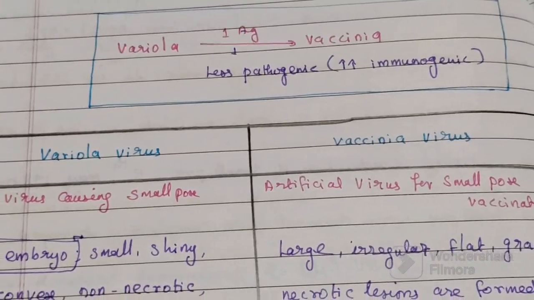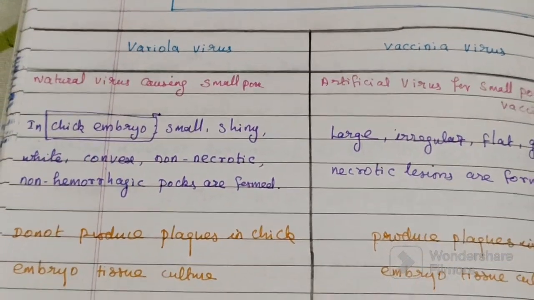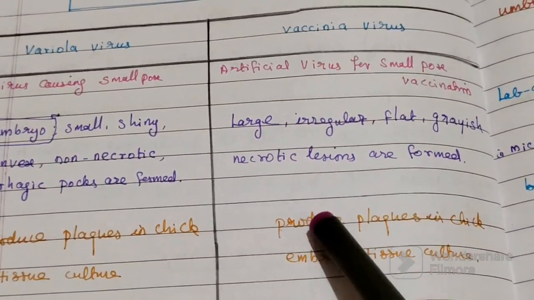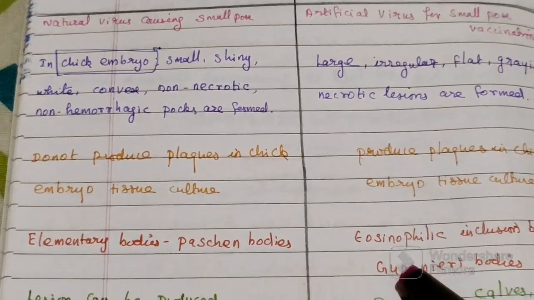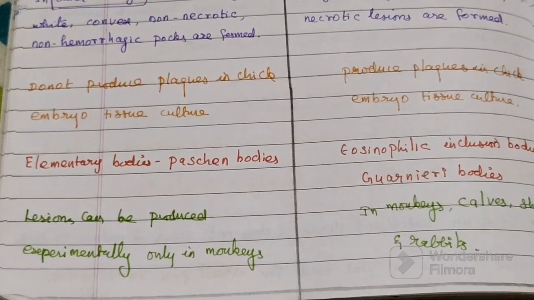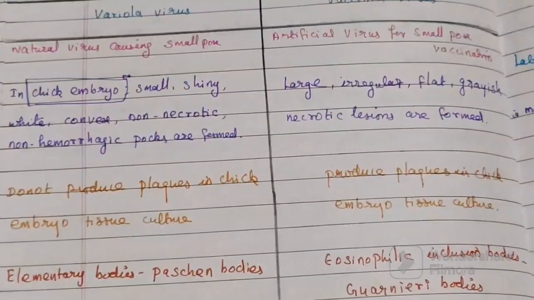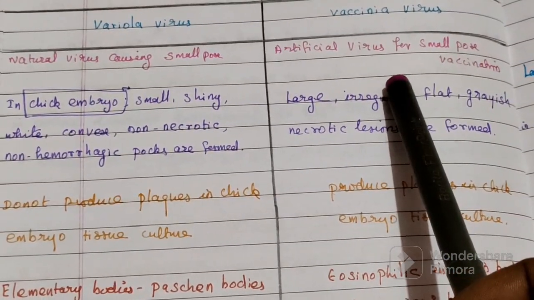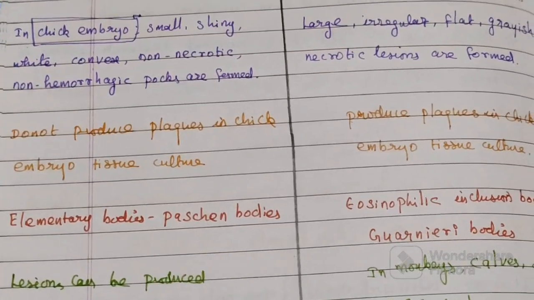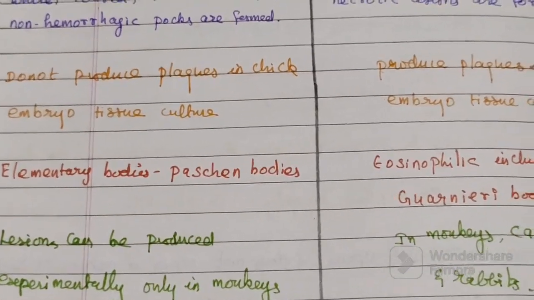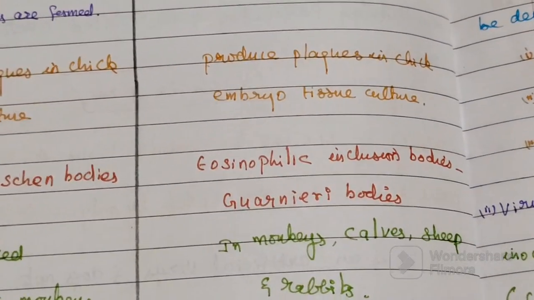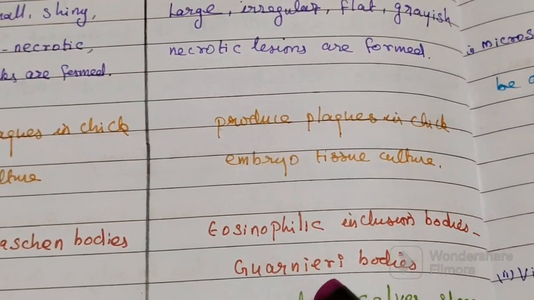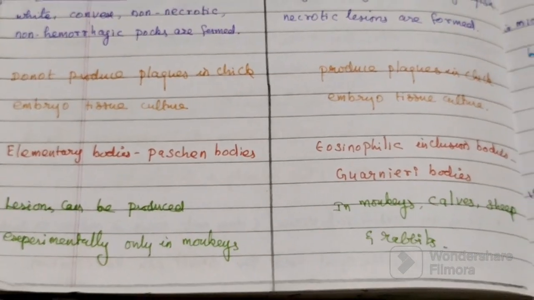Third, this is the difference between Variola and Vaccinia virus. Variola is the natural virus. Vaccinia is the artificial virus used for vaccine preparation. These are the main points. This one is causing smallpox, this one is the artificial virus used for vaccination. Then Vaccinia has elementary bodies called Guarnieri bodies. These are the main differences.